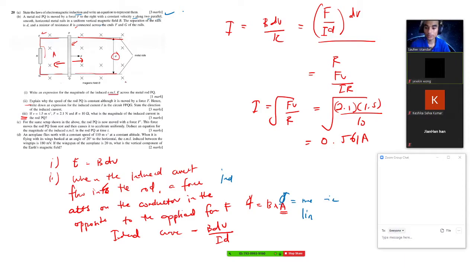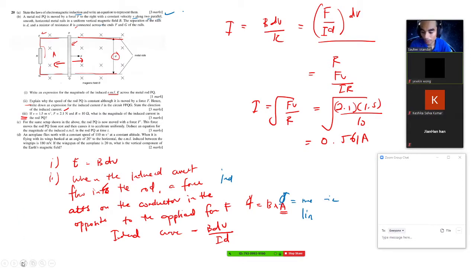The direction of induced current. Using the left hand rule, the force is pointing to the left and B is pointing inside, so the current will be pointing from Q to P.